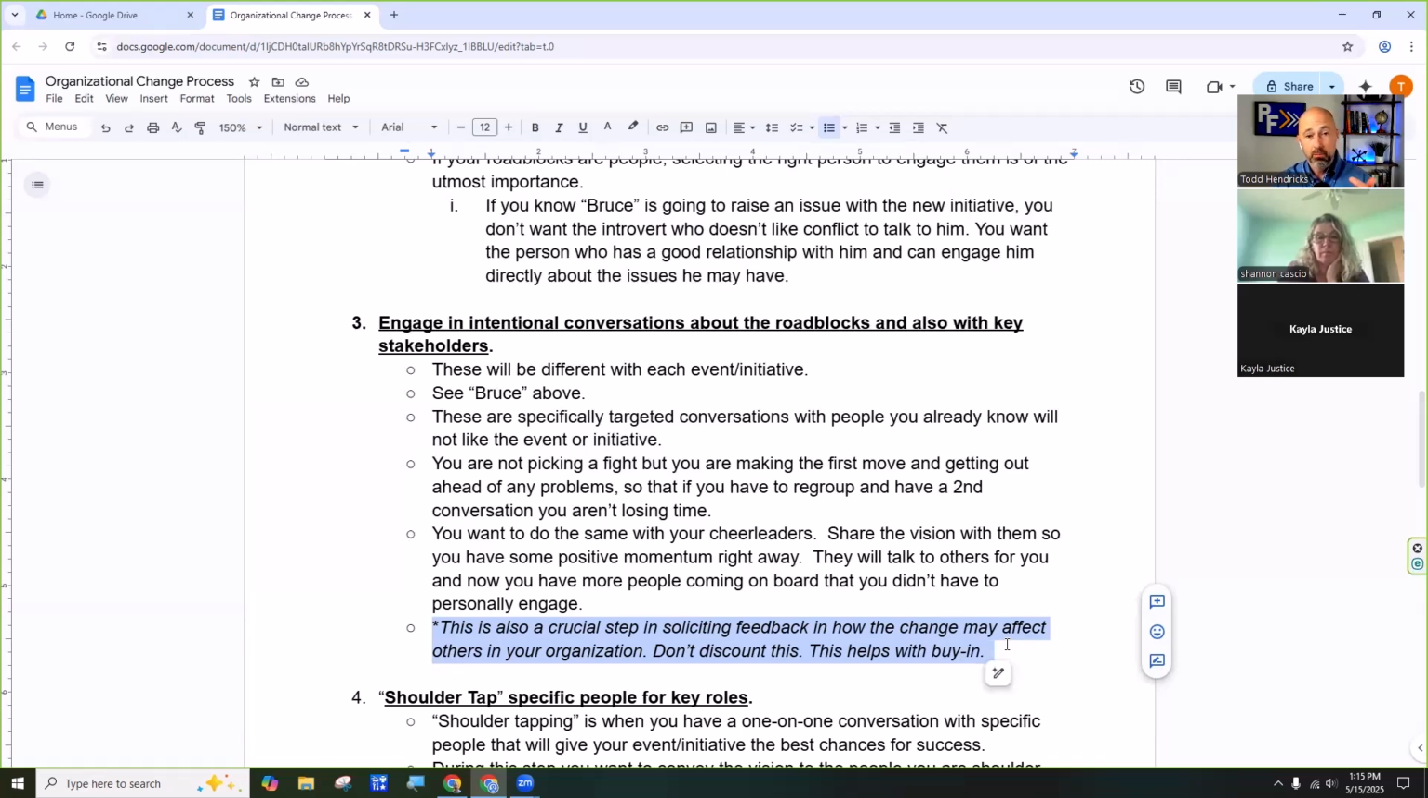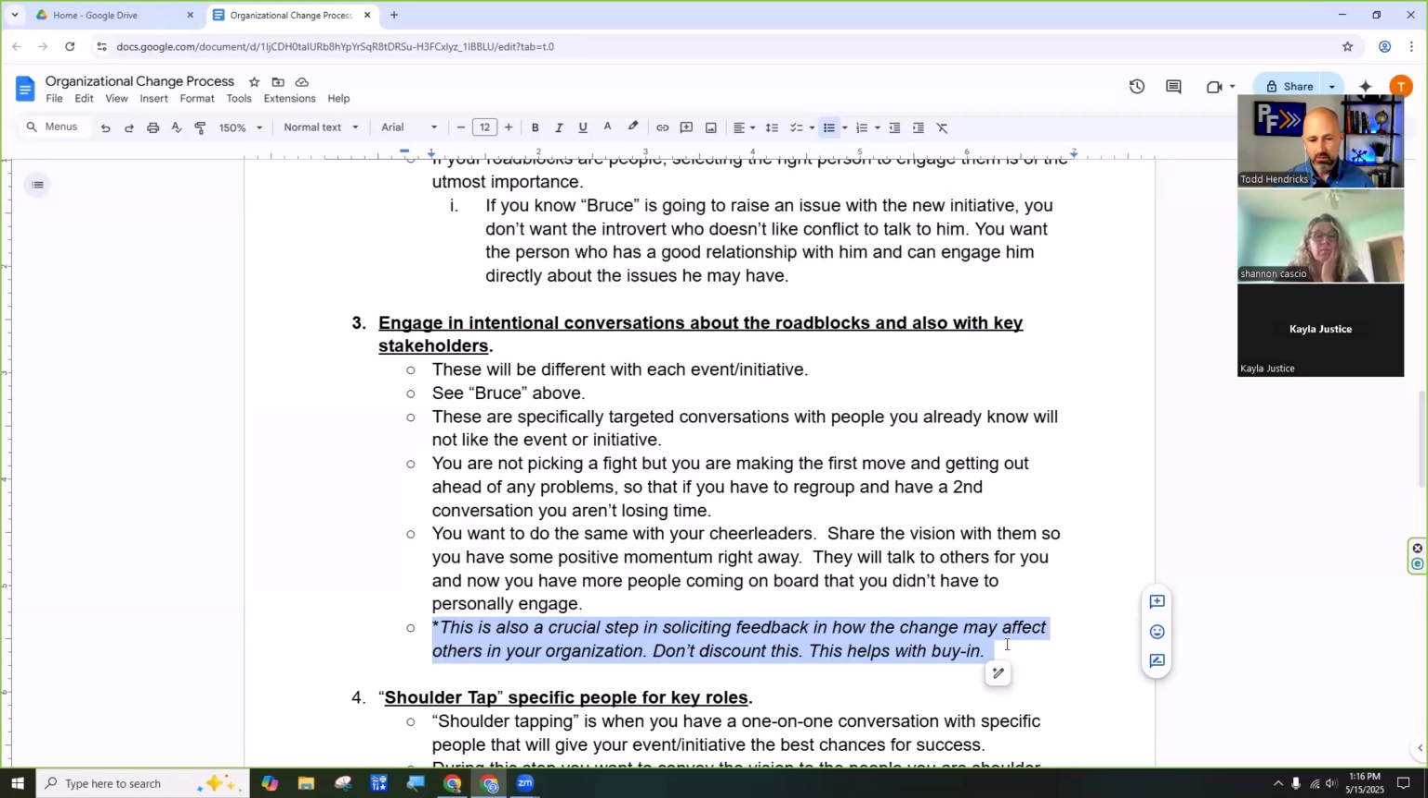So what are they seeing? What are they seeing as possible benefits? And what are they seeing as possible drawbacks? Ask those specific questions. Because if you're asking Bruce, who's negative about everything, hey, Bruce, what do you see as a problem with this thing? Oh, well, let me tell you, Todd. Yeah. Now he's going to get it off his chest in a controlled situation with somebody who can handle his negativity.